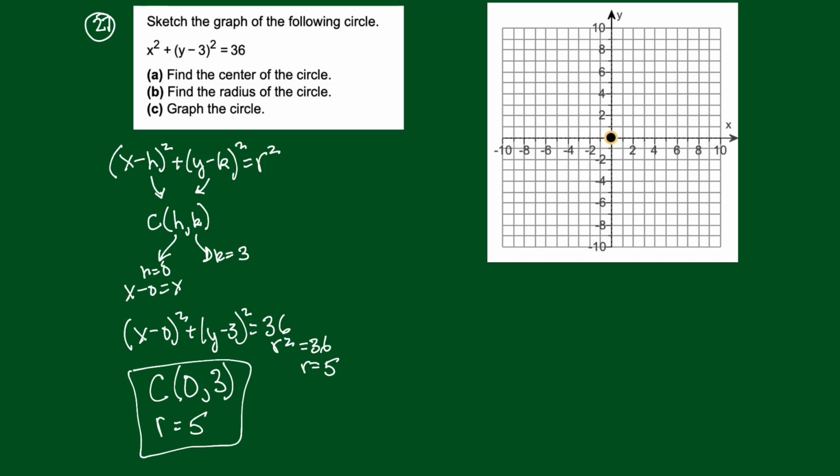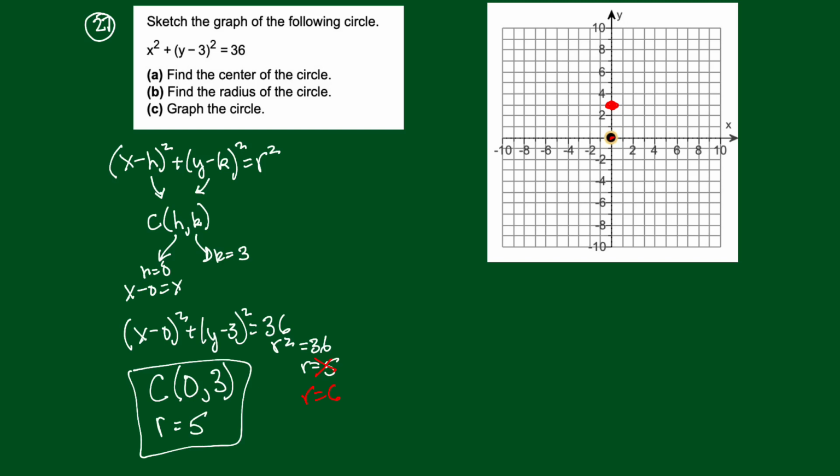Now let's graph this. So I'm going to start by plotting the center. The center is at 0, 3. So there's my center. My pen's right on it. 0, 3 is right here, right? No left or right movement, and up 3. Now the radius is 5. No, it's not. Where am I getting 5? Come on. What's the square root of 36? 6. All right, now we're going. So my radius is 6.